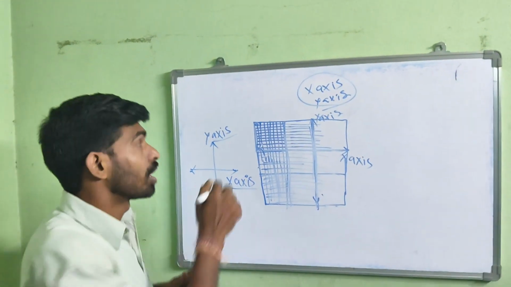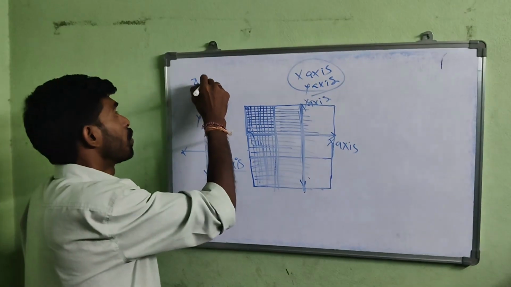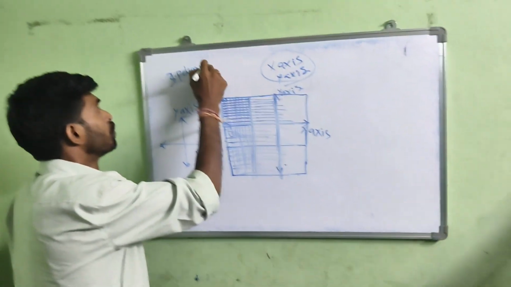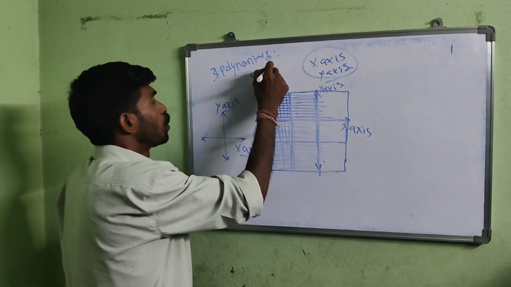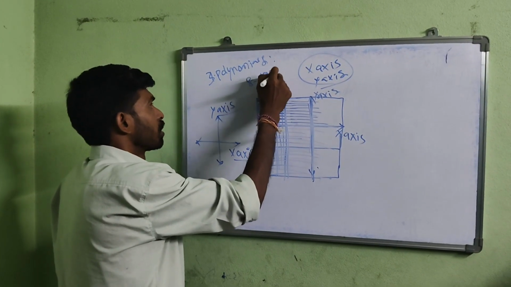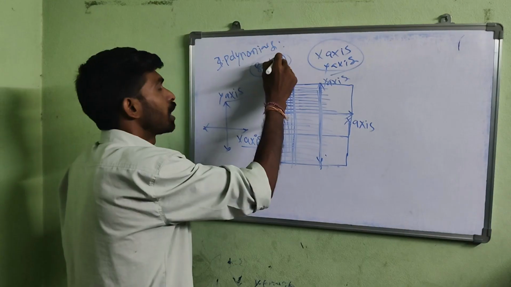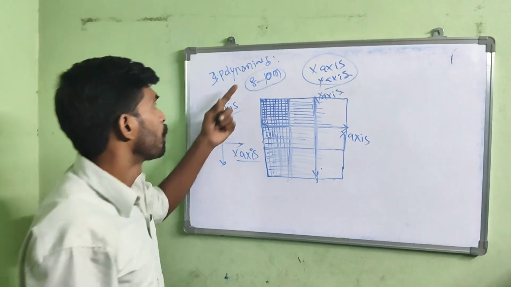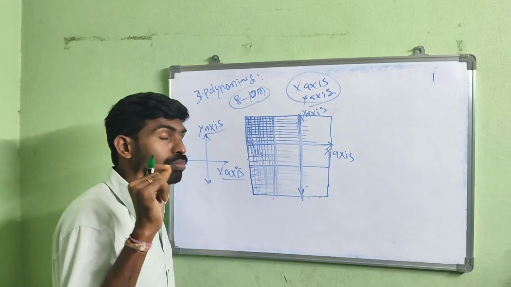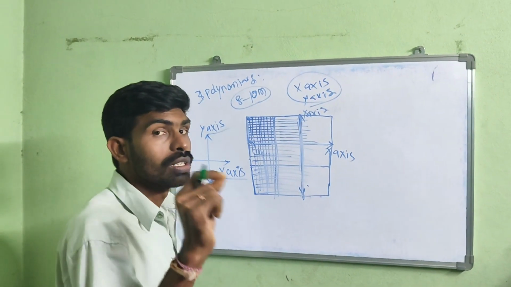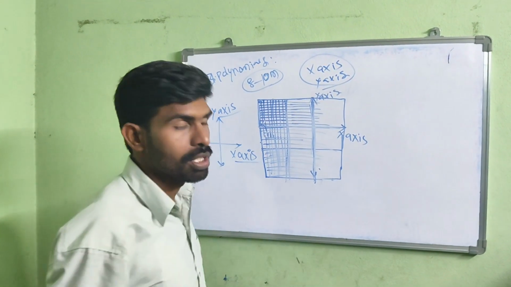Why am I targeting this? You need to remember that from the chapter called polynomials, you will get 8 to 10 marks in the final exam. Be careful and prepare well for the final exams.